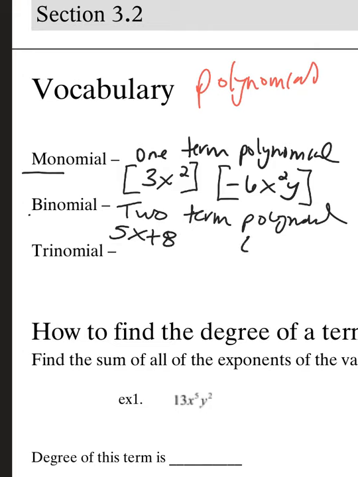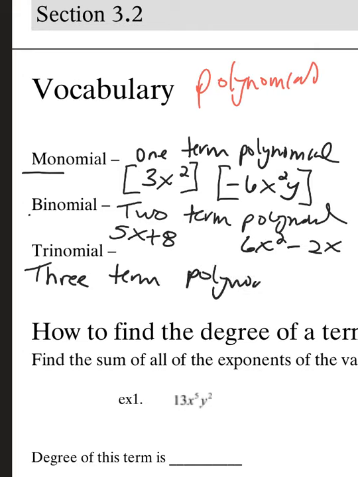There's two terms. Or 6x squared minus 2x. Two terms. And then the trinomial is a three-term polynomial. And you'll see these quite often. Usually there's second degree ones. x squared plus 3x minus 1. There's three terms. 1, 2, 3. Here's 1, here's 2, here's 3.